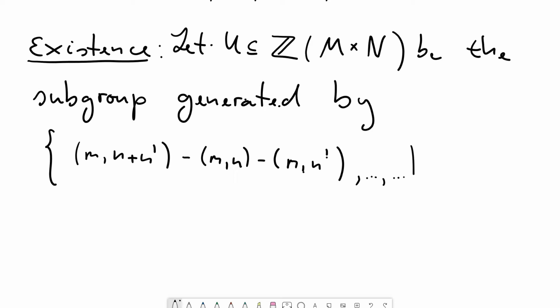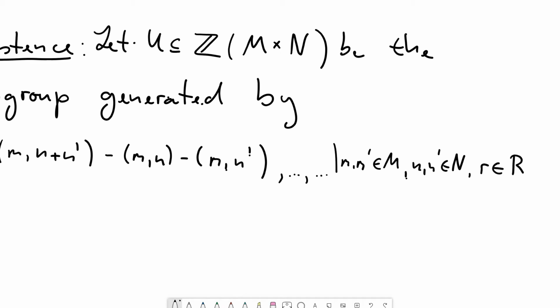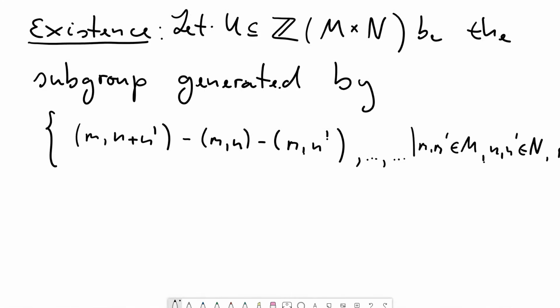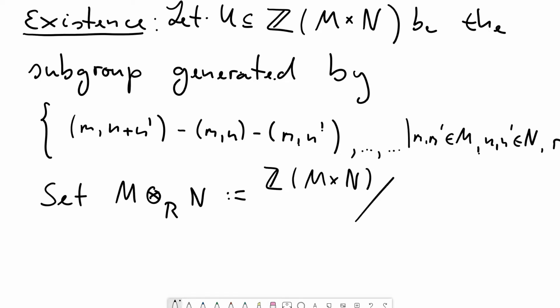So this is for all m prime in M, n prime in N, and let me just move over all r in R. These ring elements will become relevant in the third relation. Okay, so let U be the subgroup generated by all those elements, and then I simply set our abelian group M tensor over R N to be our free abelian group on this product set M times N, and now I mod out this subgroup U to make sure the above relations hold for the inclusion map of M times N.